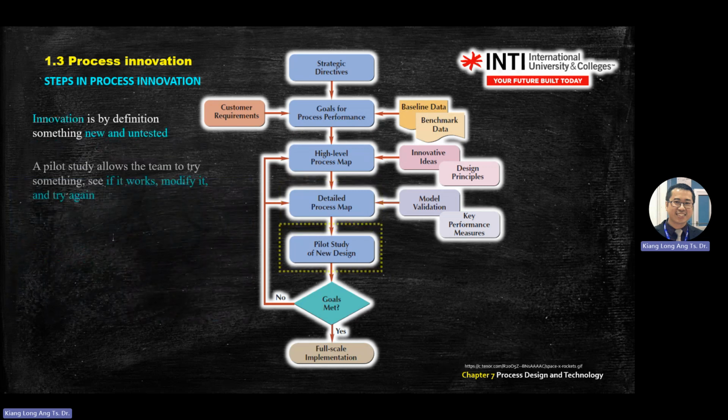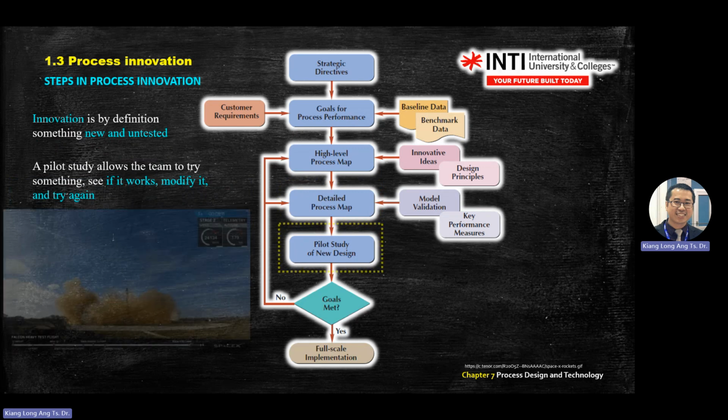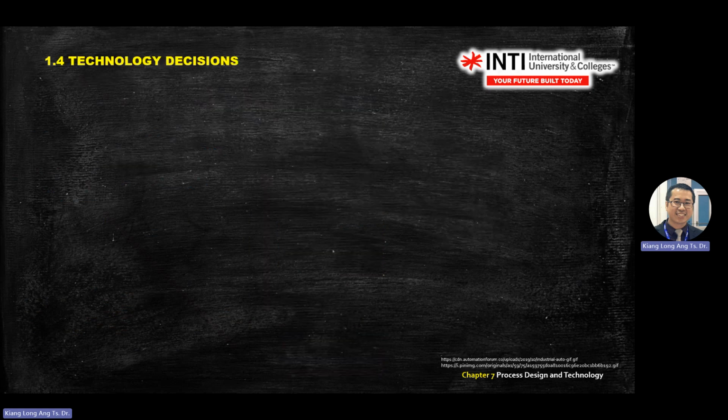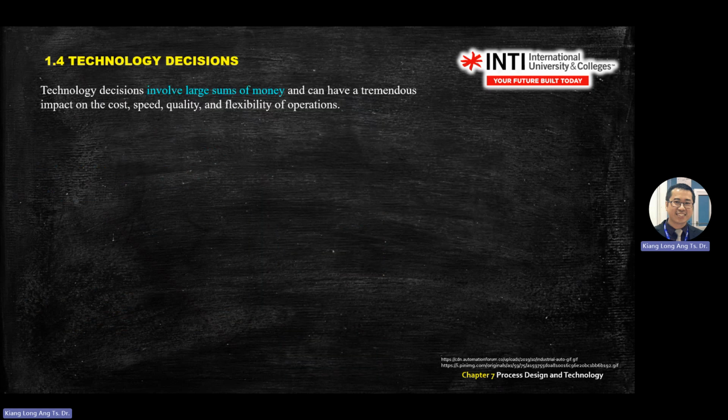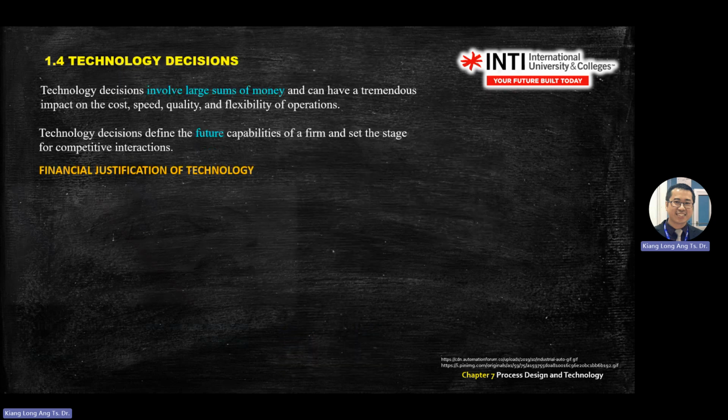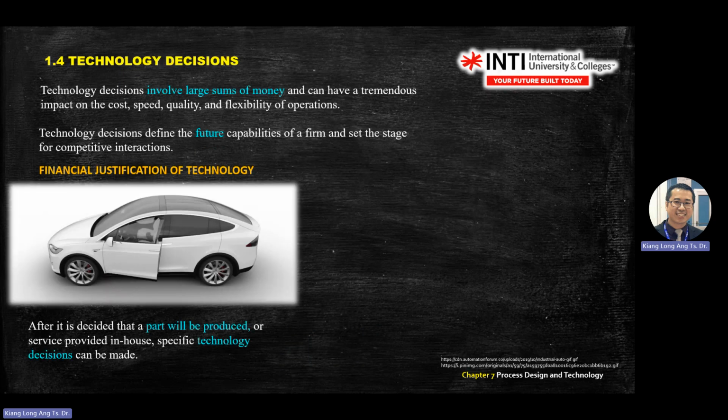Okay. Important is this chart. Then once you have the chart process already, you go to decision. How you make decision. The other is technology decision. So technology decision involves you need to look at the impact, cost, speed, quality, flexibilities, and all this.